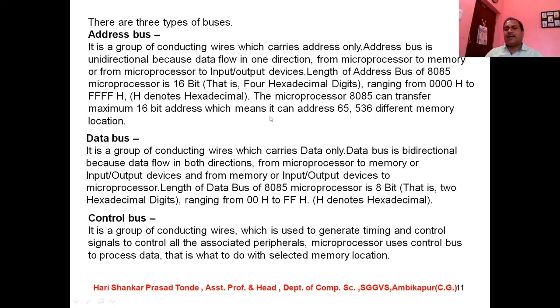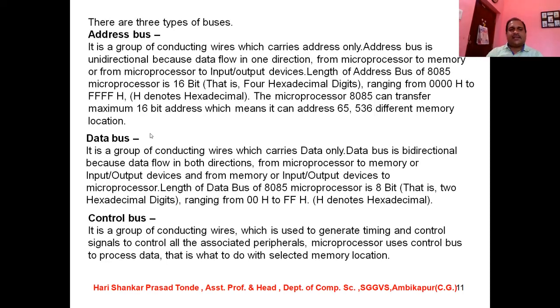H denotes hexadecimal. The 8085 microprocessor can transfer a maximum 16-bit address, which means it can address 65536 different memory locations. Students, this is a huge range for the communication of data from the address bus. So the address bus is only a one-sided path, with the help of which we send data from the microprocessor to memory, or from the microprocessor to input output devices. This you have to remember regarding the address bus.